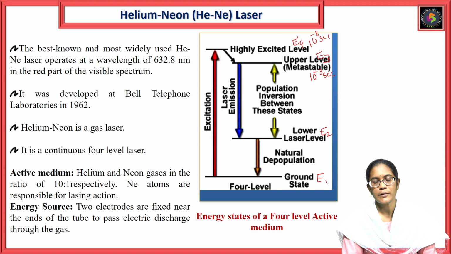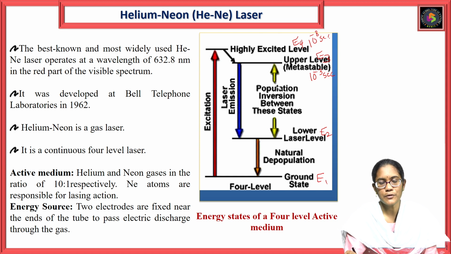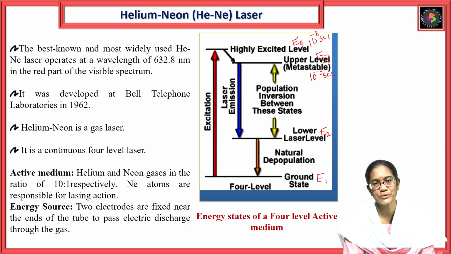So here the population inversion is achieved between two metastable states. So this process is continuously going on. So that's why the output coming from the 4-level laser system is in continuous mode. But in the case of the ruby laser, the output is in pulsed mode.